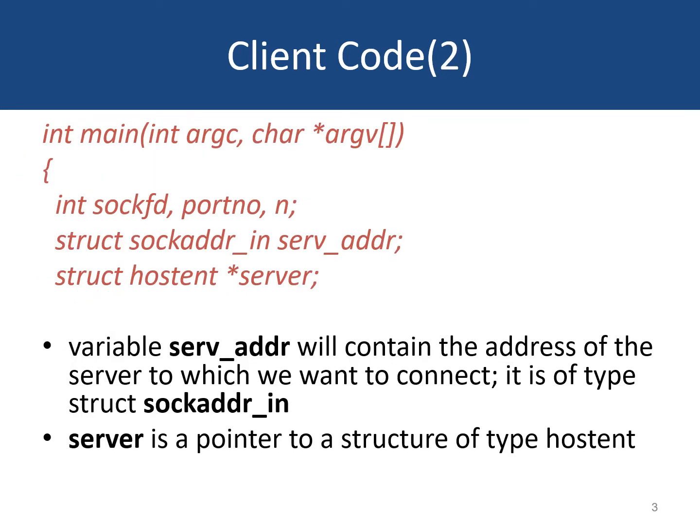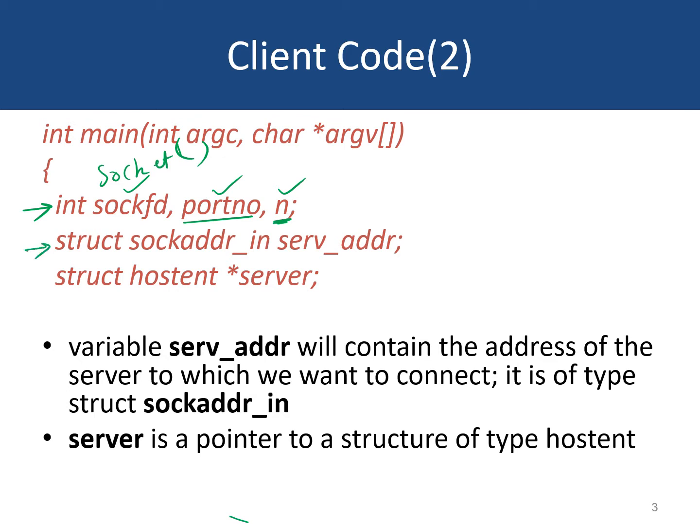Next, inside the main function, we have first declared a few integers. So we have this socket file descriptor sockfd, port number, and the integer variable n. The sockfd is once again going to keep the return value from the socket system call, which would be the socket file descriptor. The port number variable is used for storing the port number of the server to which we want to connect, and this variable n is once again going to be used for storing the return value from the read and write system calls.